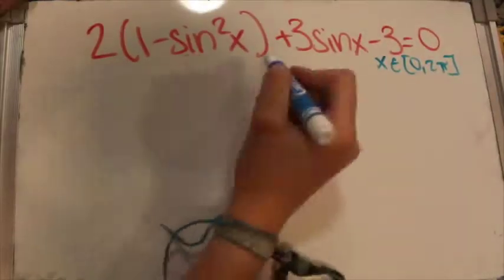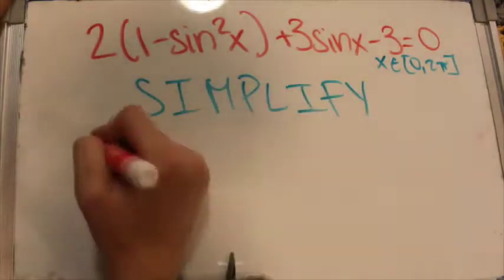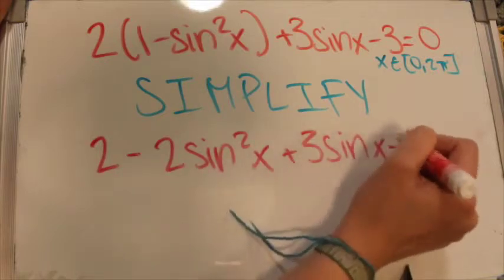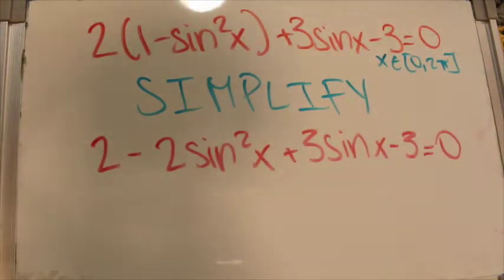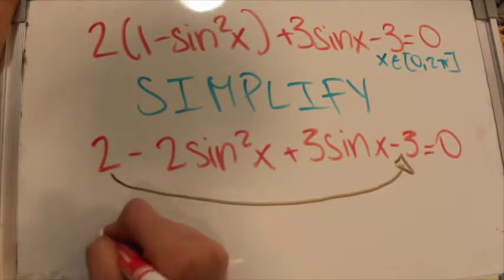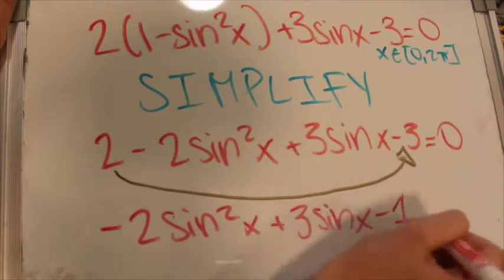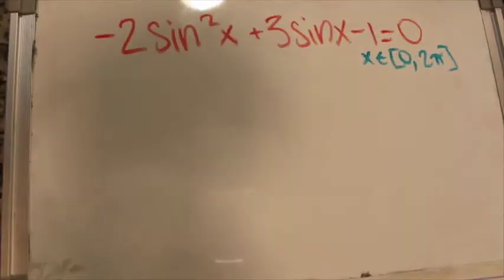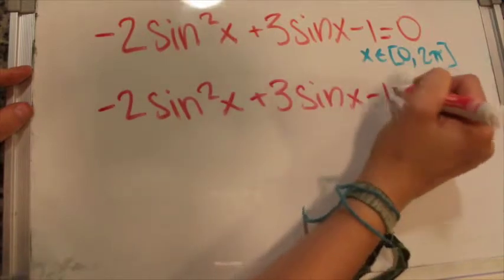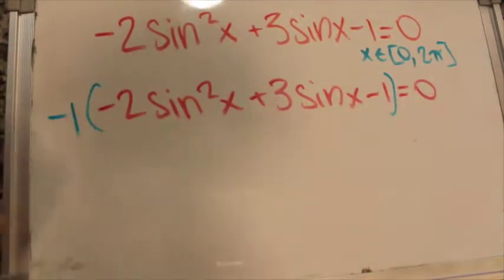So our parentheses here signify one thing, simplify. We're going to expand our parentheses and we now see a like term between the 2 and the negative 3, and that'll just simply simplify to minus 2 sine squared x plus 3 sine x minus 1 is equal to 0. So now to simplify even further, we can just multiply our whole equation by a negative 1 to make things a bit easier.